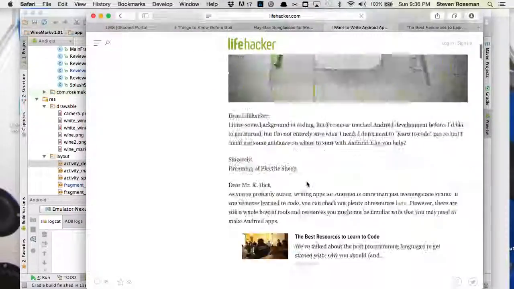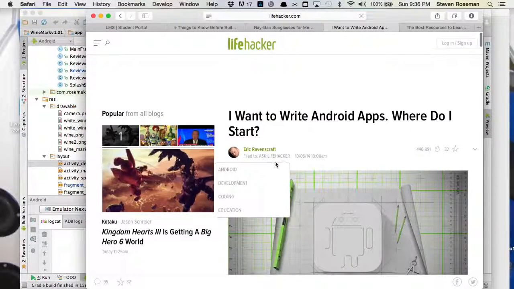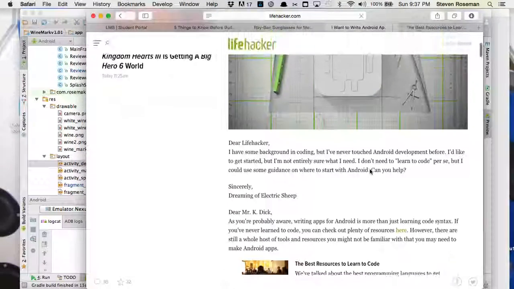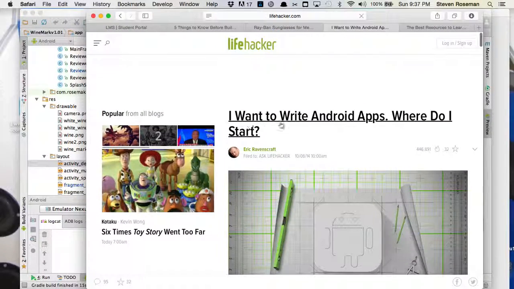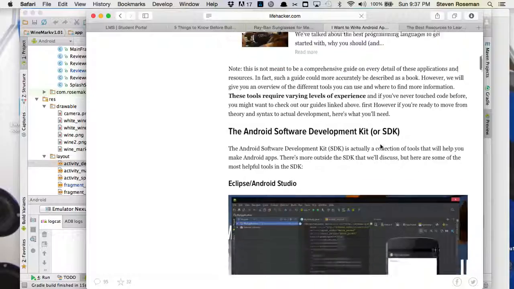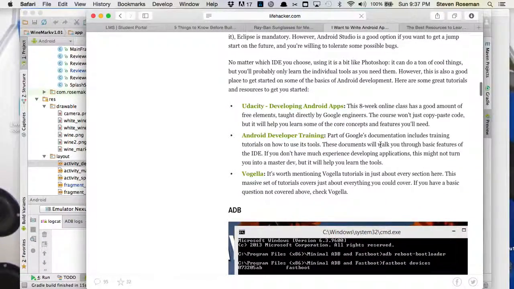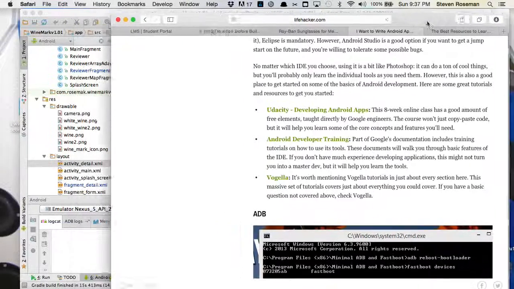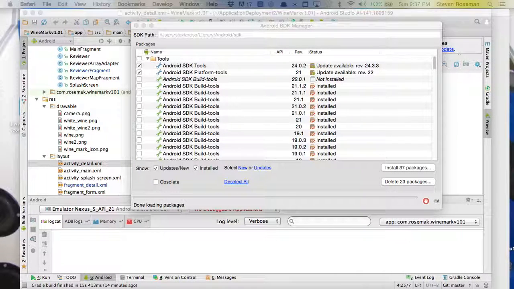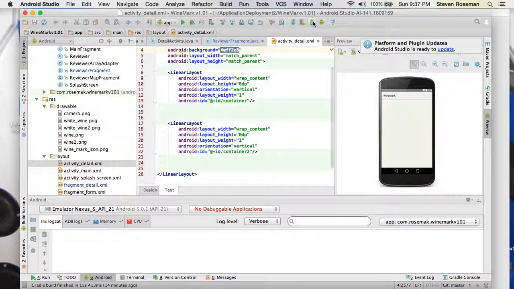So I read this particular article from Eric Ravenscraft, I want to make sure I get the name right, titled "I want to write Android apps. Where do I start?" Once again, he talked about using Google documentation and some other sources to get a grasp. He also talked about the beginning stages and the basics of using the SDKs, which is very important.